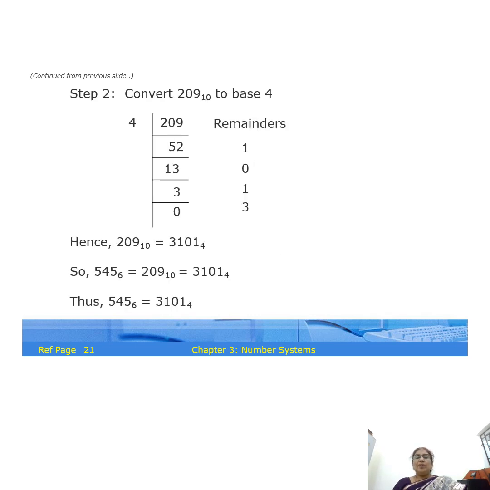Here 209 base 10 to base 4. So we divide these numbers and get the values as already discussed in the previous slide. We take the answer from the remainders from bottom to top. So 3101 base 4. So 545 base 6 is equivalent to 209 base 10, which is equivalent to 3101 base 4.